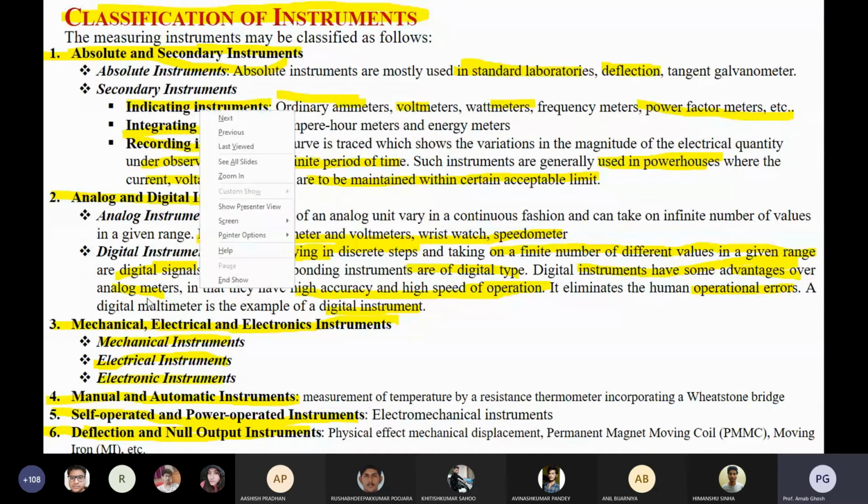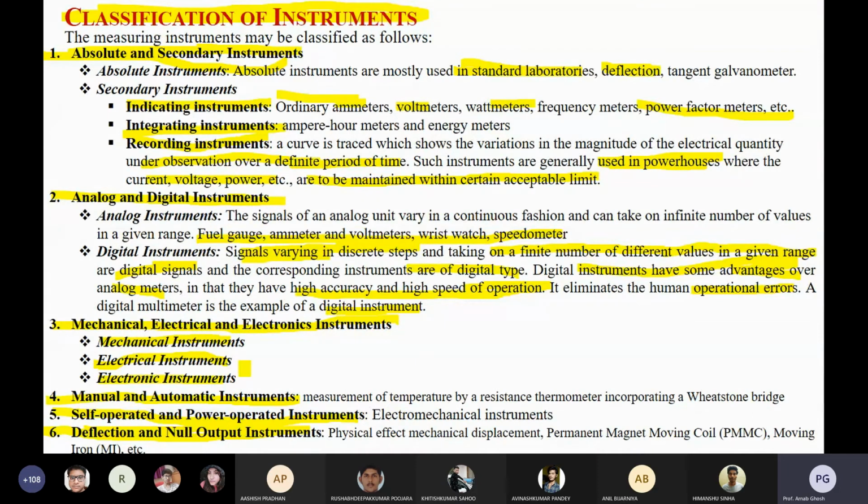It's an example. Manual or automatic instrument means manually you have to read out the value. The pointer is deflecting, you get the reading, you take the reading, so you can say it's the manual one. Automatic means the reading is taken automatically by the instrument. So what are the different classifications? That is different: self-operated and power-operated instruments.